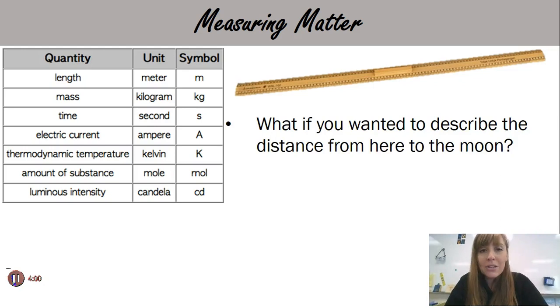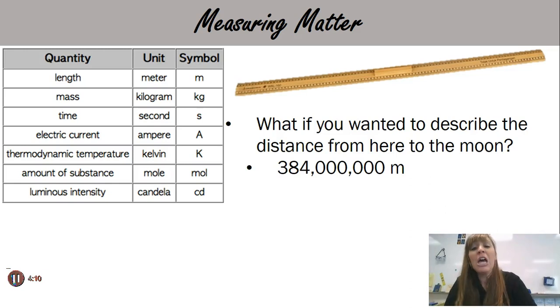So if I asked you to describe the distance from here to the moon, and I wanted you to use a meter stick, that'd be really difficult because there are so many meters in it. In fact, there's 384 million meters between where you are right now and the moon, assuming it's right on top of you. Obviously, that changes based on the rotation of the Earth, but that's about right.